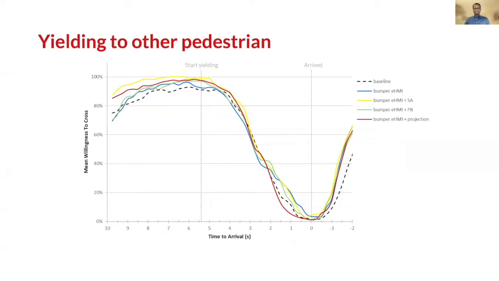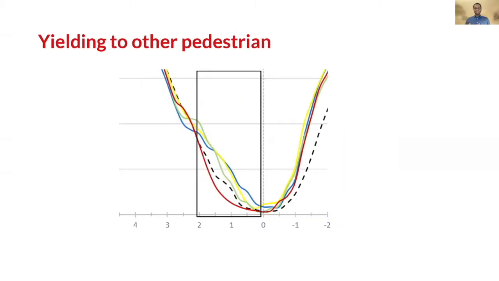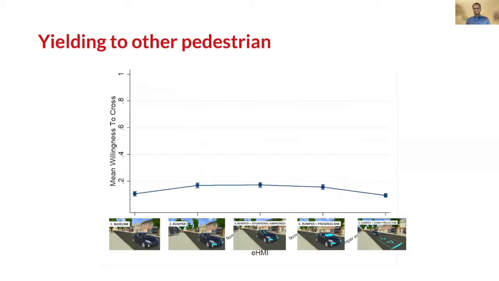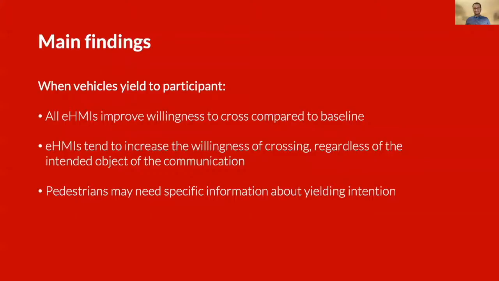The graph shows that generally the different eHMI conditions cause very similar responses, and the behavior of the car dictated this response. When we zoom in to the 2 seconds before arrival, we spot some statistically significant differences. We see that except for the street projection concept, all eHMIs triggered a higher willingness to cross than even the baseline no eHMI condition. So once again, not all distance-dependent contextual eHMIs performed equally. Interestingly, some eHMIs inspired even a marginally higher willingness to cross than the no eHMI condition, even when the car was not yielding to the pedestrian, or the participant, I mean.